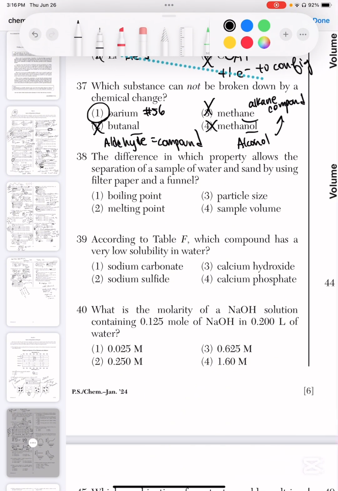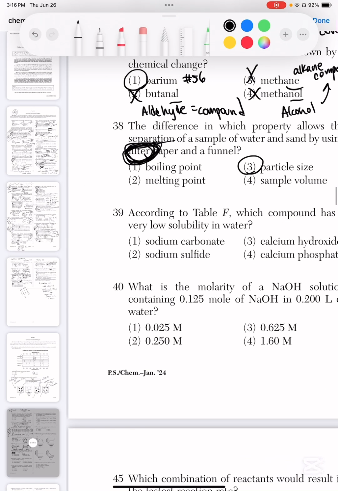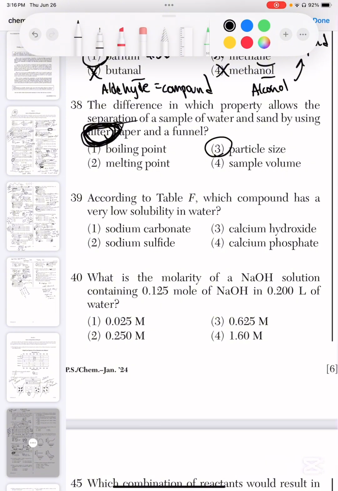The difference in which property allows for the separation by filter paper? Particle size. I think this one is just testing you on general knowledge too, because you know how filtering works. The sand is like this big compared to the water molecules that are super small, not to scale.